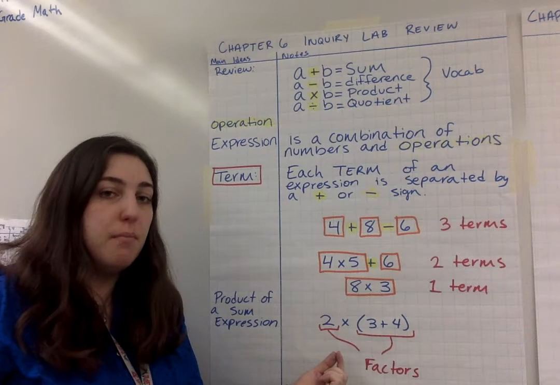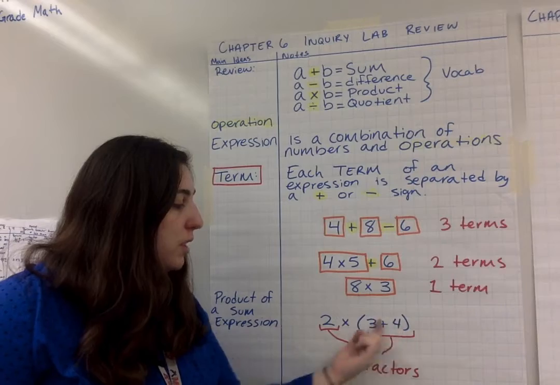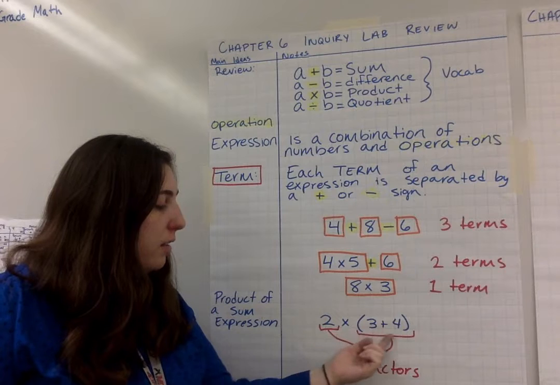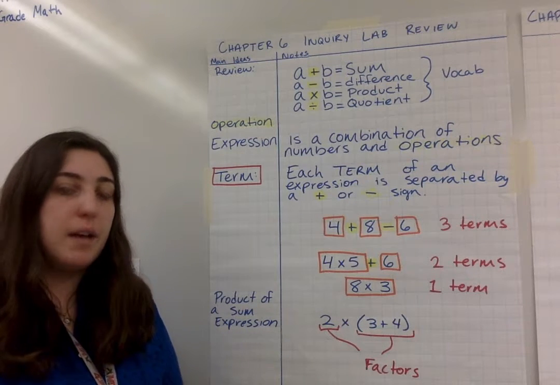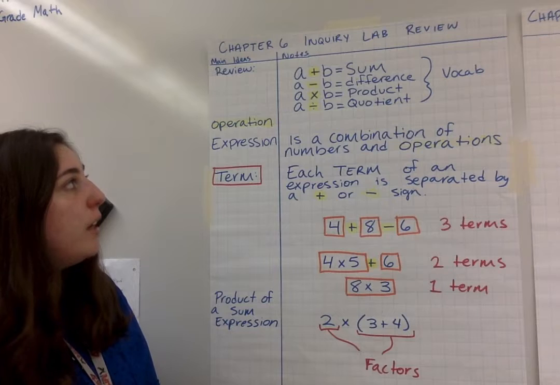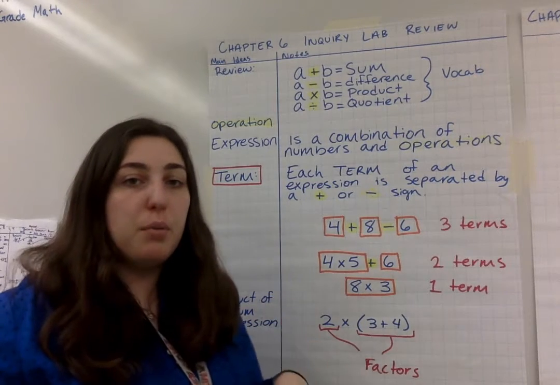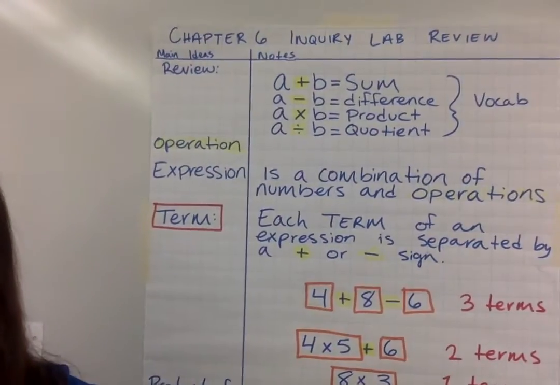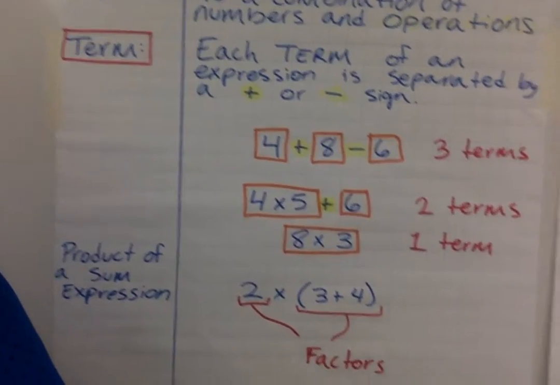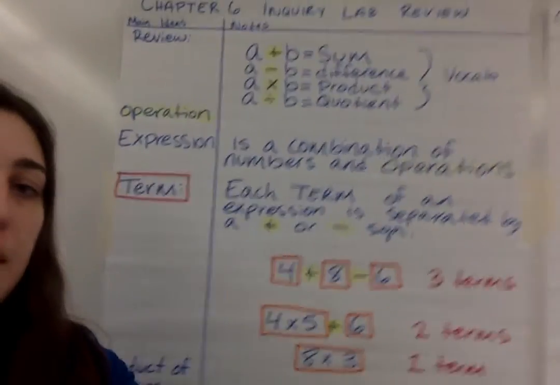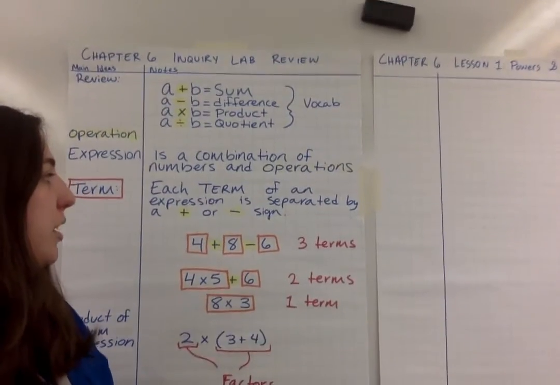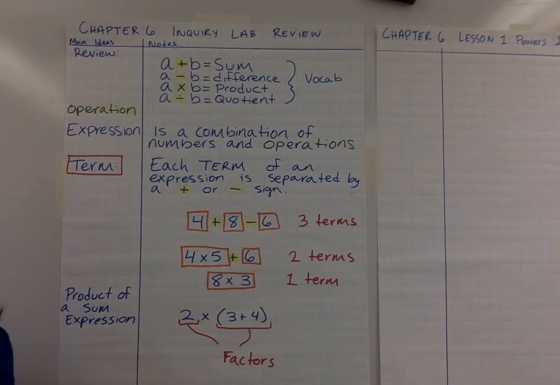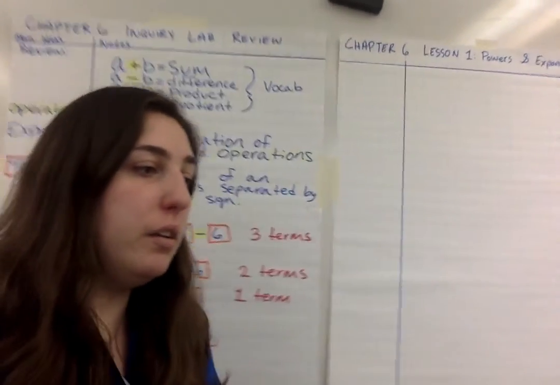We are multiplying them. Whatever is in the parentheses, we do what's in the parentheses first. After we do what's in here, we would multiply this sum with this factor. So that's just a little review of our inquiry lab. I'm going to bring the computer a little closer in case you were able to see some of what I wrote. But we really were just reviewing some vocabulary, what an expression is, what a term is, so you have these as formal notes, and some examples for you. Let's move on to lesson 1.